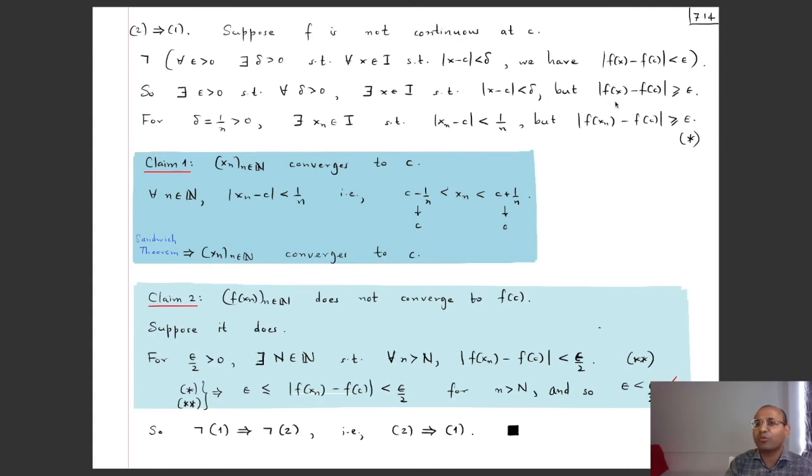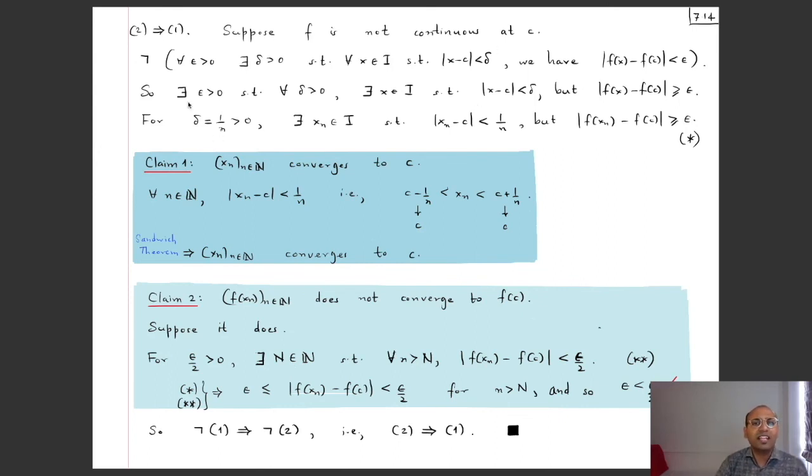In other words, mod of f of x minus f of c is bigger than or equal to epsilon. Okay, so this thing not holding is exactly the same as saying that there exists a positive epsilon, such that no matter which delta positive you take, there exists a bad x, such that mod x minus c is less than delta, but mod of f of x minus f of c is bigger than or equal to epsilon. Okay, and I'll use this statement to construct my sequence, which is such that although xn converges to c, f of xn does not converge to f of c. Okay, all right.